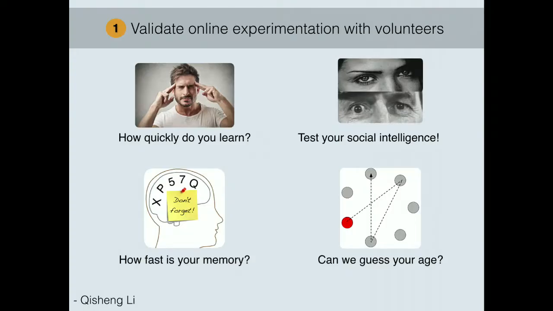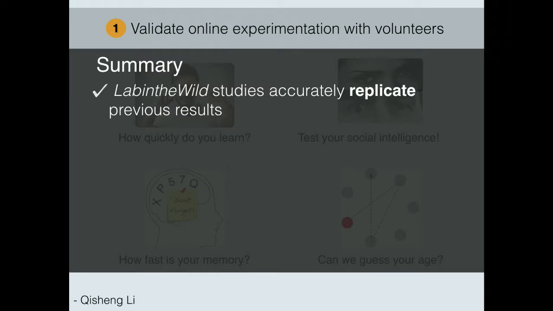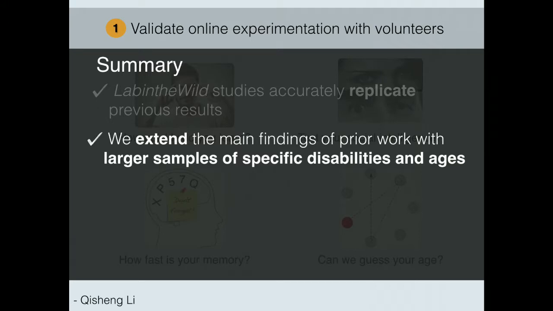So for the sake of time, I will not explain each study in detail. But following the analysis of previous work with our Lab in the Wild study, we found that all 4 studies actually accurately replicate previous results. And additionally, we extend the main findings of prior work with larger samples of specific disabilities and ages.